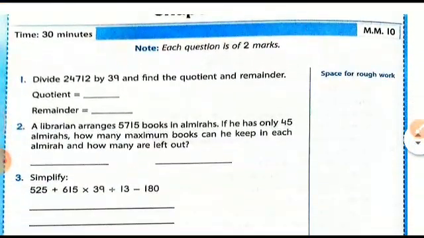Now see the first one. Divide 24712 by 39 and find the quotient and remainder, right? Now how to do this question? How will we be doing it, right? So the trick is very simple. Now 39 comes in tables of what? It comes in the table of 1, it comes in the table of 3, it comes in the table of 13, then 39, right?